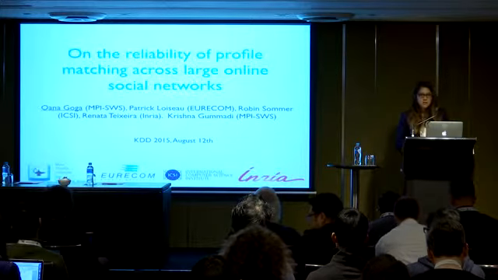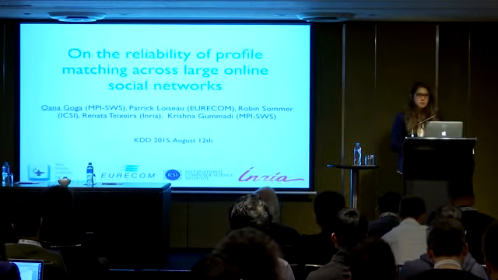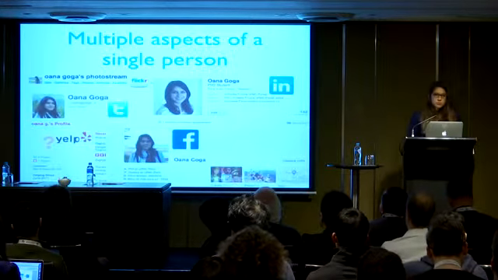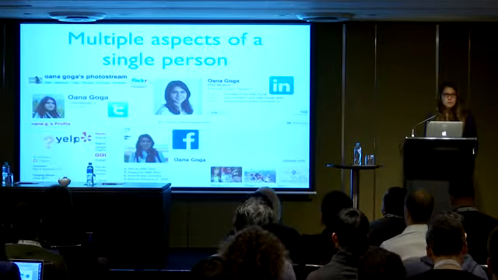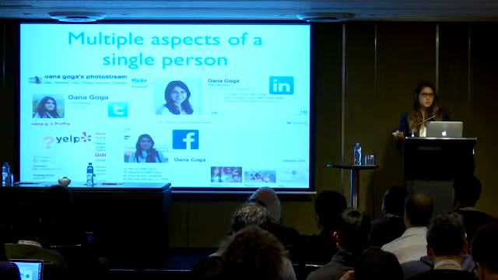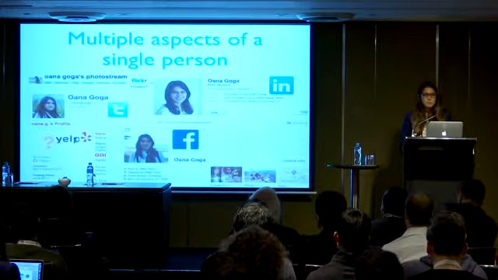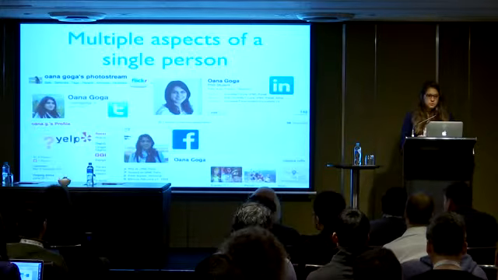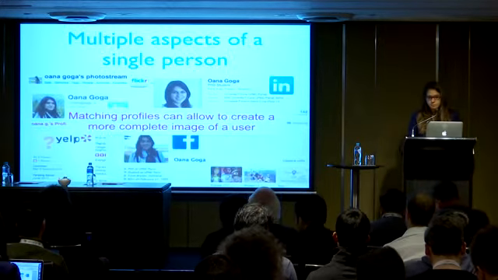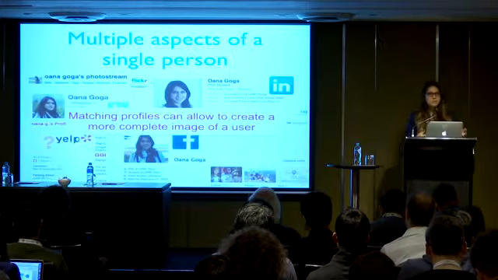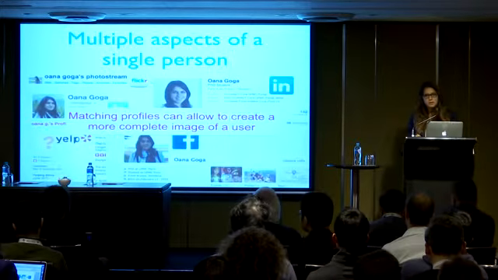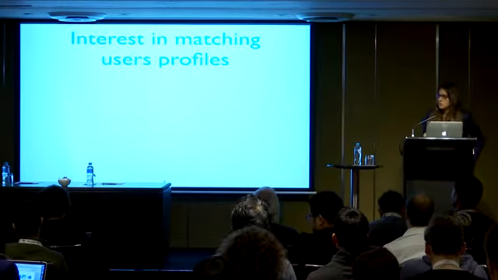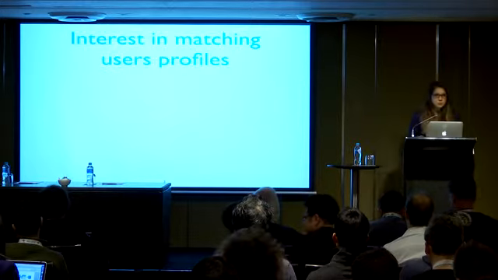So today I will present our work on the reliability of profile matching across large online social networks. Probably most of you have accounts in different social networks, and you reveal different aspects of your life in each of these social networks. For example, we can learn about someone's profession on LinkedIn, and we can learn about someone's interests on Twitter. So by matching all the profiles that users have across these different social networks, we can create a more complete image of a user. And of course, the consequence is that many parties are interested in matching users' accounts.